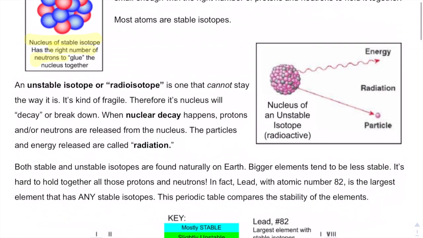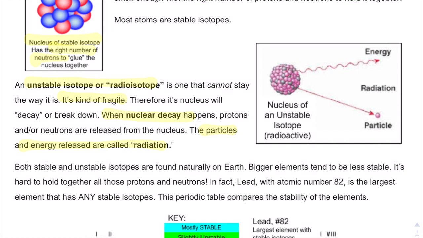Going on, an unstable isotope or radioisotope. So radioisotope is another word for unstable isotope. It is one that cannot stay the way it is. It's kind of fragile, you might say. It's breakable. It's going to break down. Therefore, its nucleus will decay or break down. When nuclear decay happens, protons and or neutrons are released from the nucleus. The particles and energy released are called radiation. So radiation is particles and energy released from a nucleus.